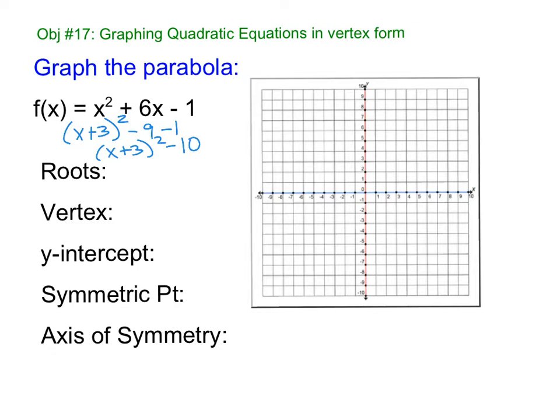You could have also done -b over 2a. So that's -3. And if you plug -3 into the original problem, you get 9 minus 18 minus 1, which is -10. So either way works. But now that I know that's my vertex, -3, -10, I can just do my shifting rule. Over 1 up 1, over 2 up 4, over 3 up 9, over 4 up 16, 9, 10, 11, 12, 13, 14, 15, 16.